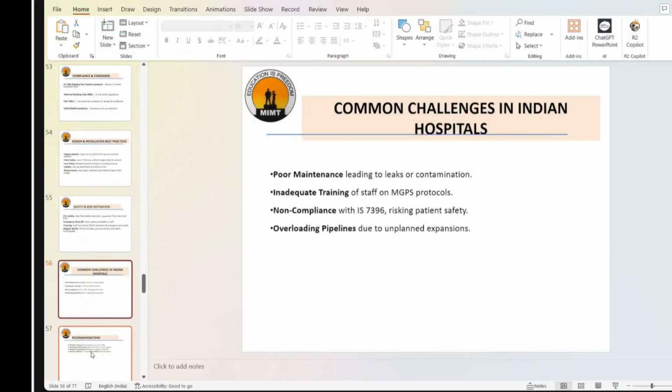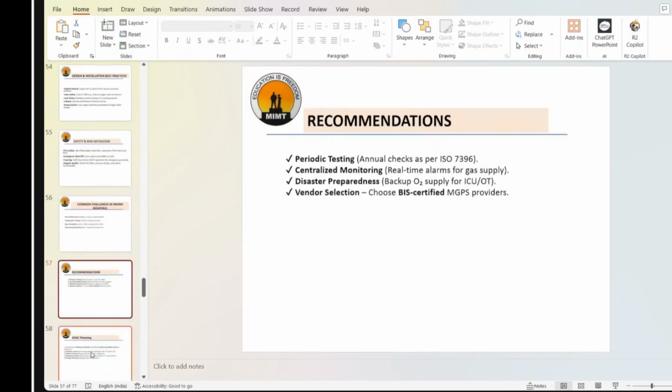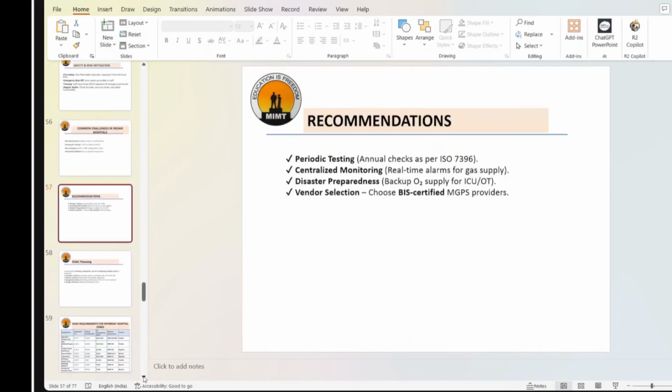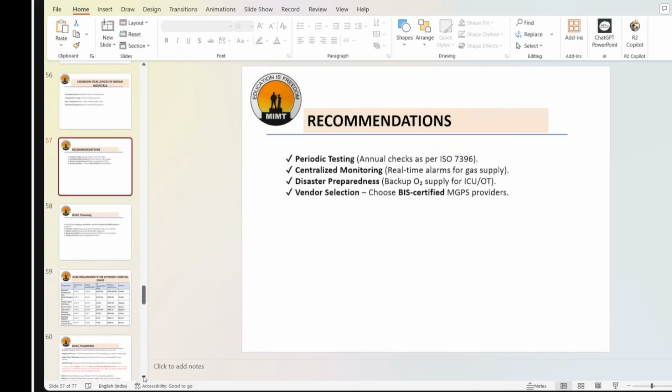And a few things I can recommend. As a hospital administrator, you must understand periodic testing is required as per IS 7396. You must ensure centralized monitoring, real-time alarms for gas supply. It is supposed to be checked by the hospital administrator. Not that he is supposed to check directly, but whatever the teams are checking, the medical administrator or the hospital administrator is supposed to cross-check and verify whether things are in place and the routine activities are being followed or not.